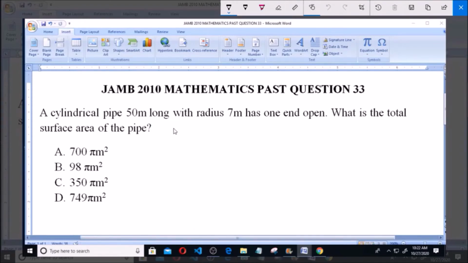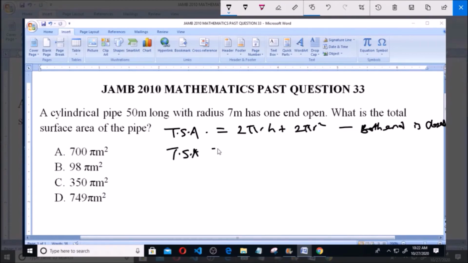That's a cylinder, and we know the total surface area of the cylinder is equal to 2 pi rh plus 2 pi r square. That's when both ends of this cylinder are closed. But from the question we have that one end is open. So because one end is open, the total surface area of this cylindrical pipe is equal to 2 pi rh, which is the curved surface area, plus pi r square, which is the area of the closed end. So this is the formula we're going to be using.